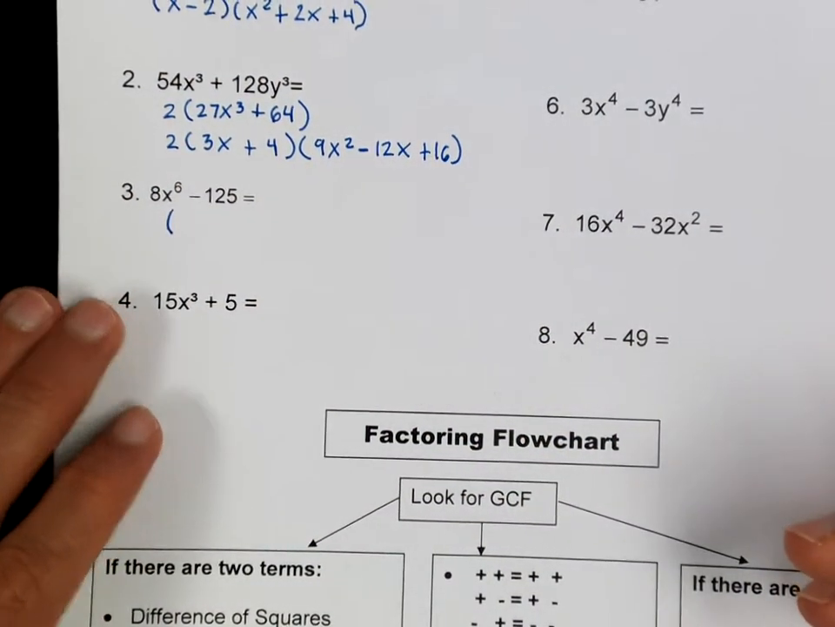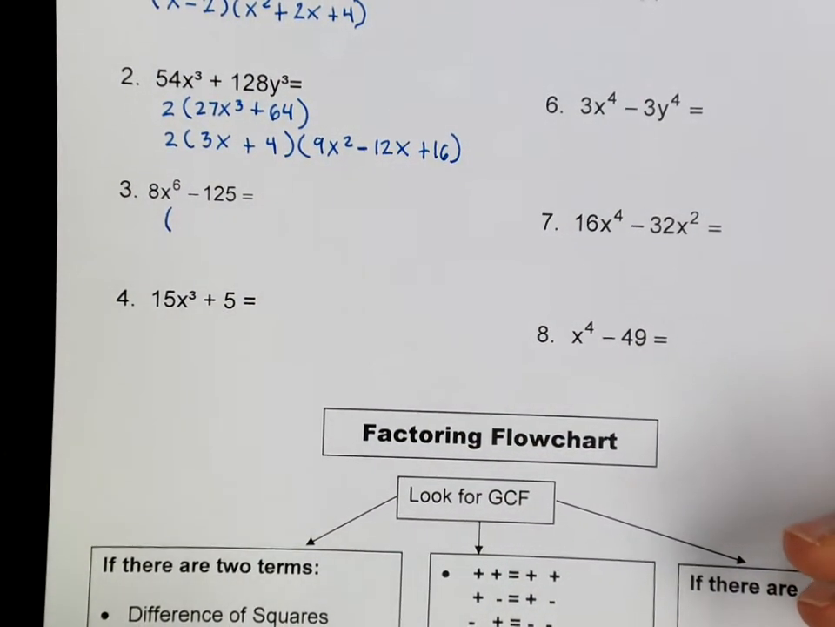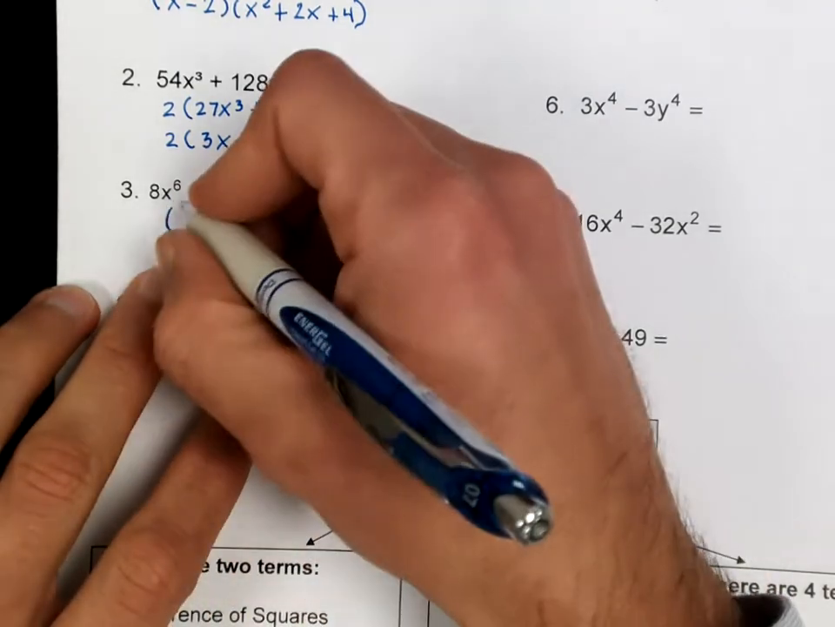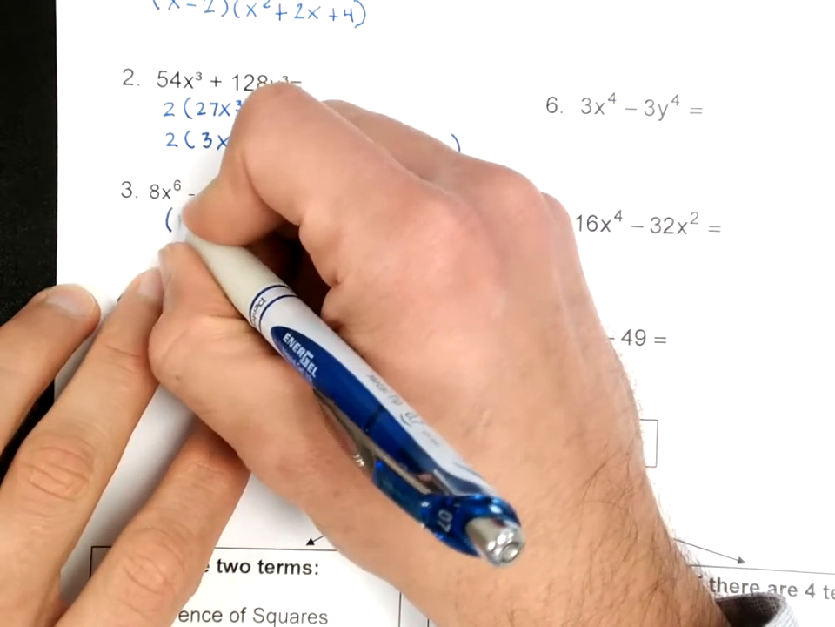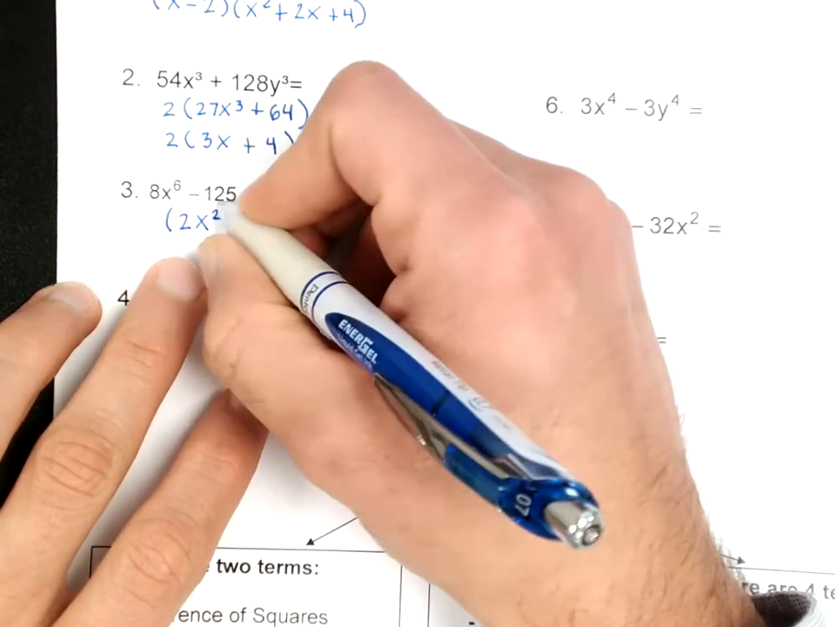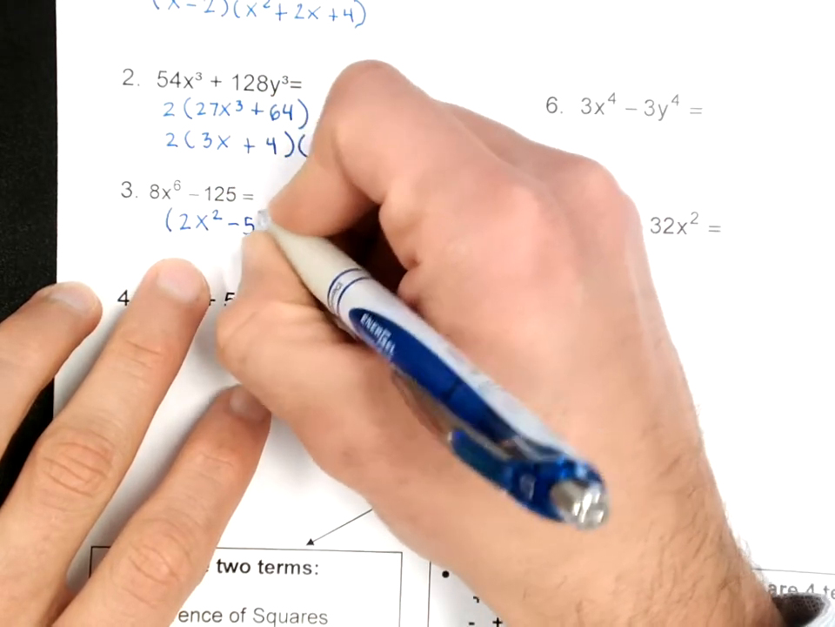Well, think about it. Now I have two terms. On this one, if you can think of the square root of 8x to the 6, let me know. There's not a whole number, at least. There's not one, but can you think of the cube root of 8x to the 6? Now the cube root of 8x to the 6 would be 2x squared, right, and the cube root of 125 is 5.